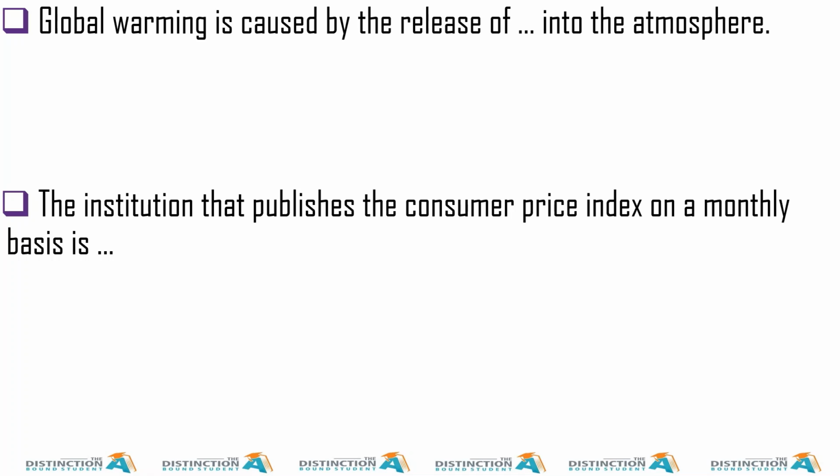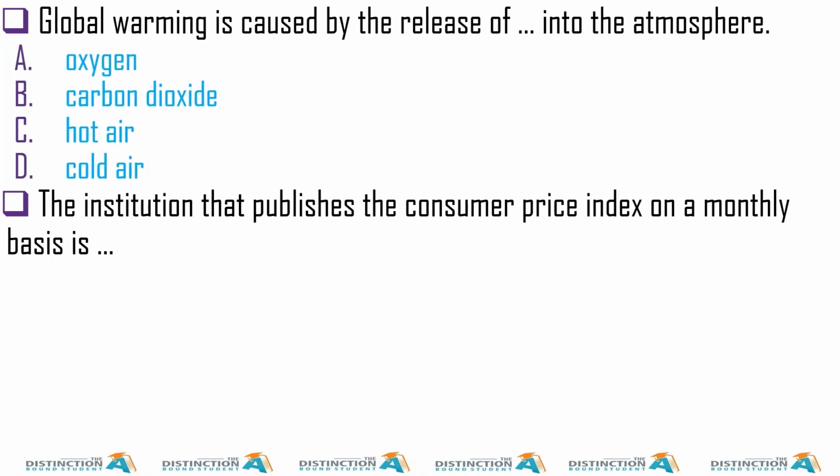Right. Global warming is caused by the release of dash into the atmosphere. The answer can either be greenhouse gases or carbon dioxide. All right, we have carbon dioxide here. It can be oxygen, it can be hot air, it can be cold air. None of that makes sense. It is carbon dioxide. If they release oxygen into the atmosphere, wow, that would be good for us because we have a lot of air to breathe. So in this case, global warming is not caused by that good thing called oxygen. It is caused by that bad thing called carbon dioxide.